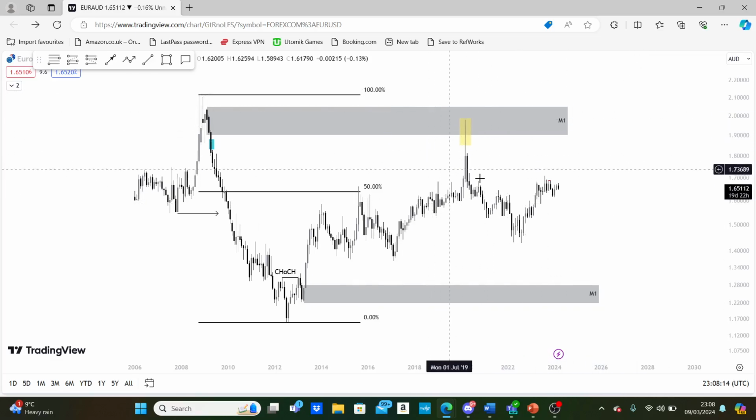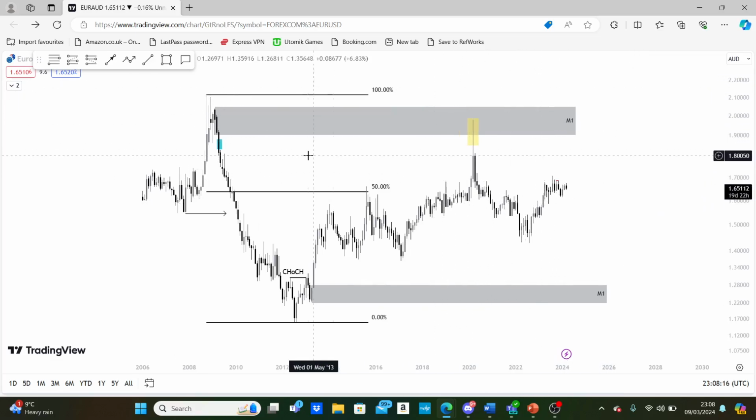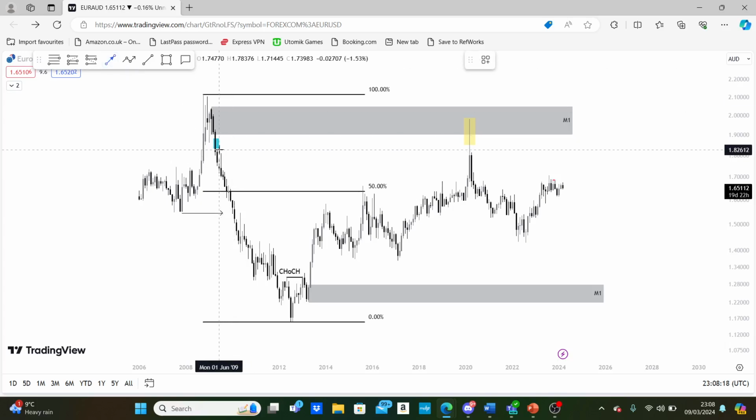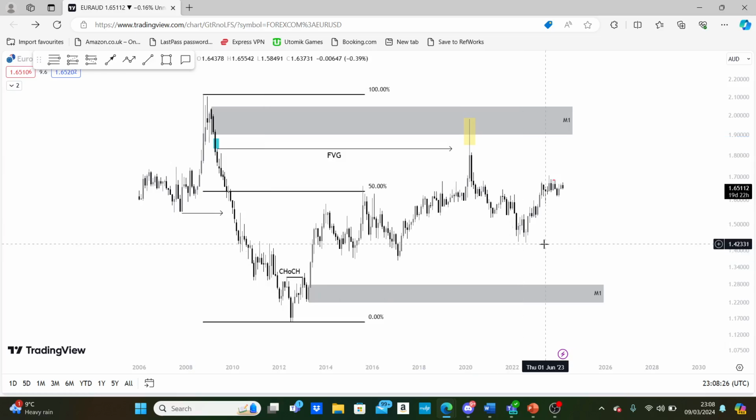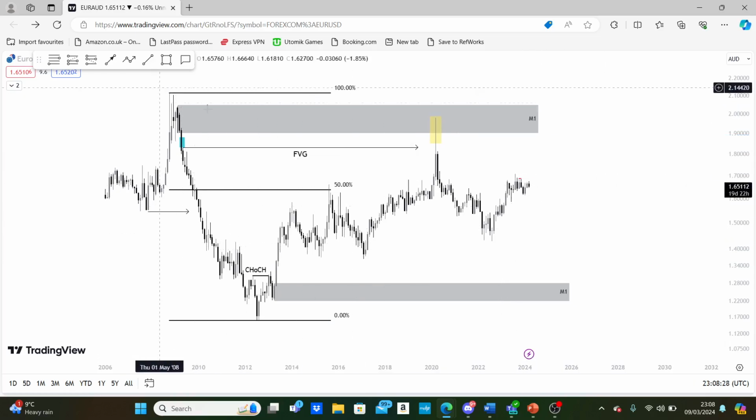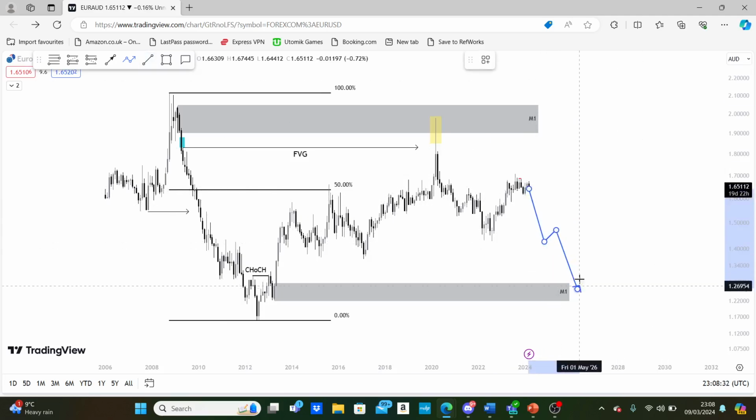Well, notice this wick over here that's been highlighted in yellow. We've had a fill of a fair value gap. So this fair value gap over here to the left was filled. So we have an FVG or an imbalance in price that's been filled. And therefore, based off the monthly time frame, what do I expect? I would expect price to come down all the way to here at some point.